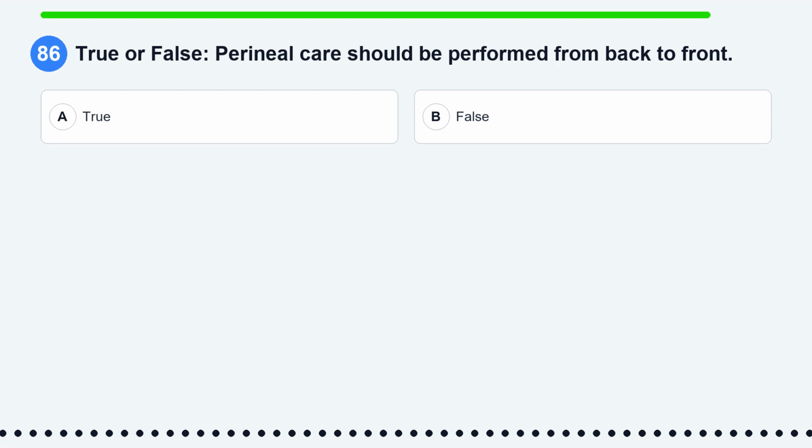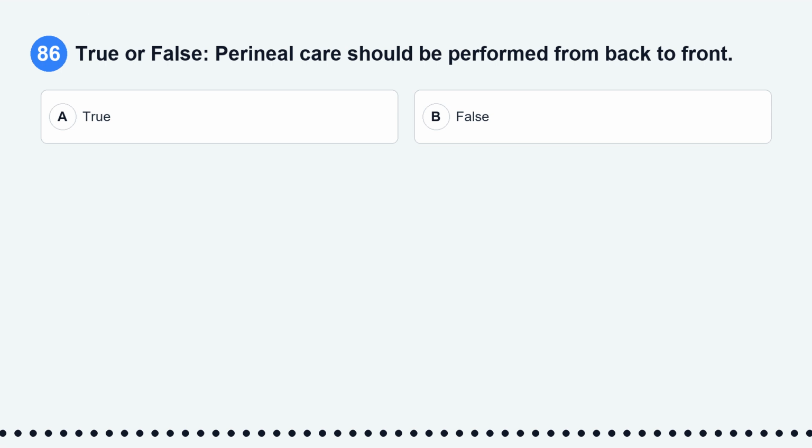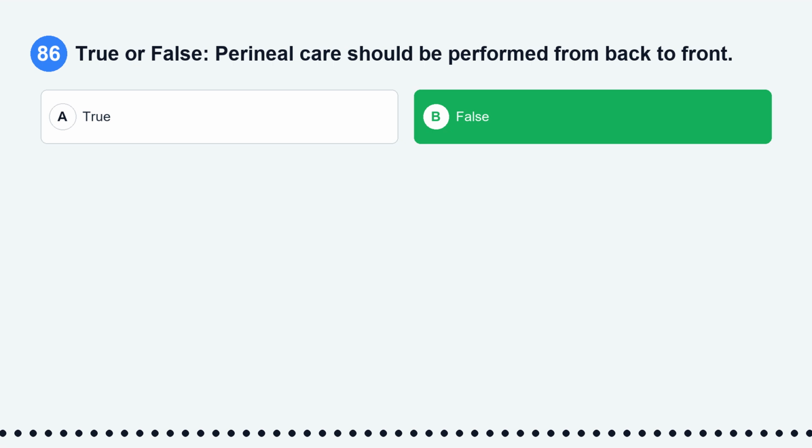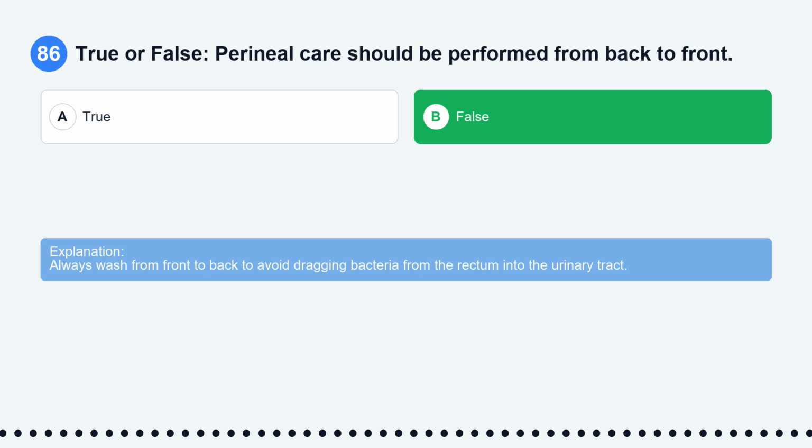Question 86. True or false, perineal care should be performed from back to front. Option A, true. Option B, false. The correct answer is option B, false. Always wash from front to back to avoid dragging bacteria from the rectum into the urinary tract.